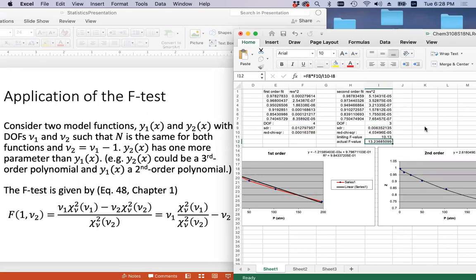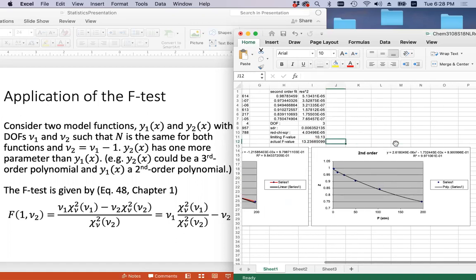Okay, and the criteria is if the F value that you obtain experimentally is greater than the limiting F value, then you are justified in adding this parameter. And so the F test shows us in this case that we are in fact justified in adding a quadratic parameter to this fit, at least from a statistical perspective. Any questions about that?